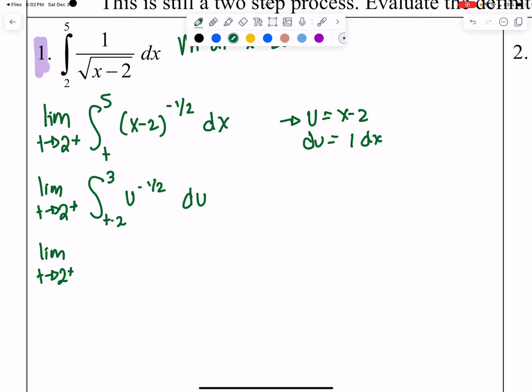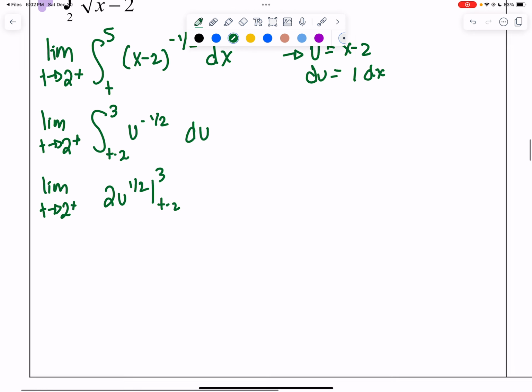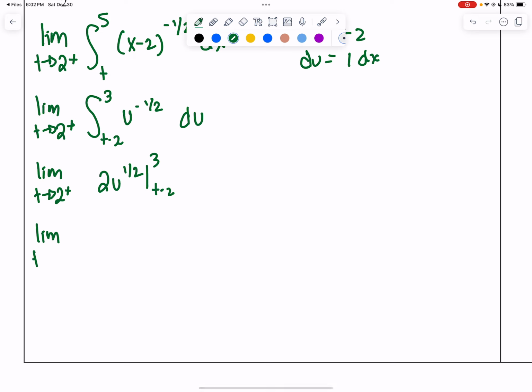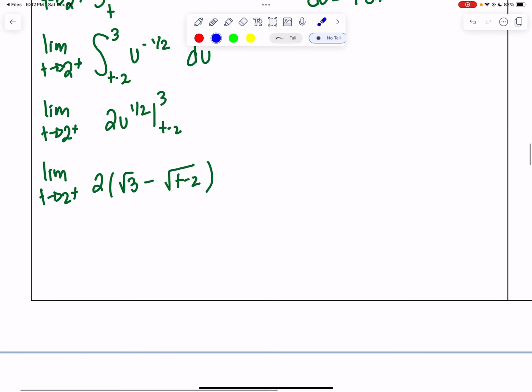Okay, so if I were to up my power and divide, that's going to give me 2 u to the 1/2 from t minus 2 to 3. Going to evaluate. So that's 2 root 3 minus 2 root of t minus 2. If I'm approaching 2 from the right, I'm going to pick a small number like 2.01. And eventually this is going to be 0. So then you have 2 root 3 minus 0, or just 2 root 3.